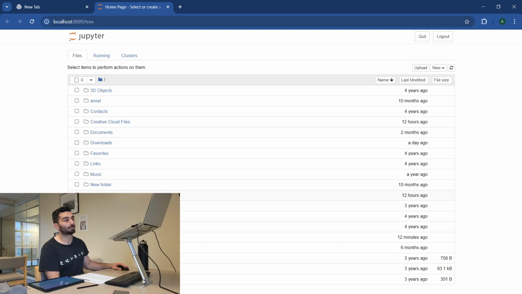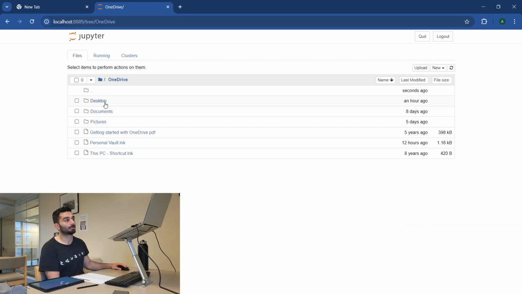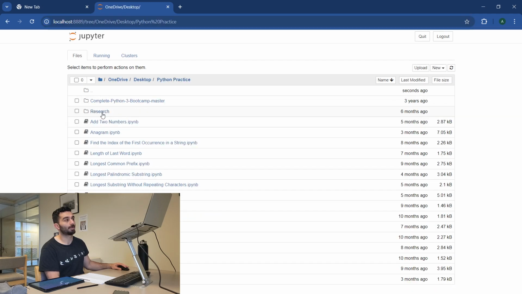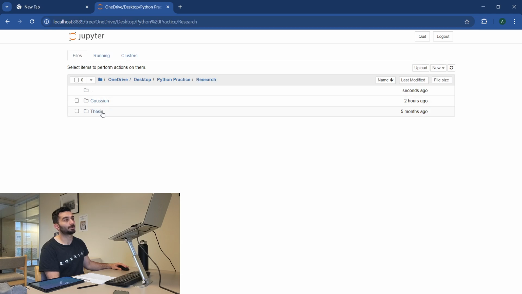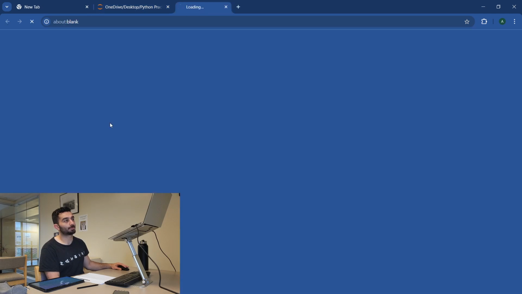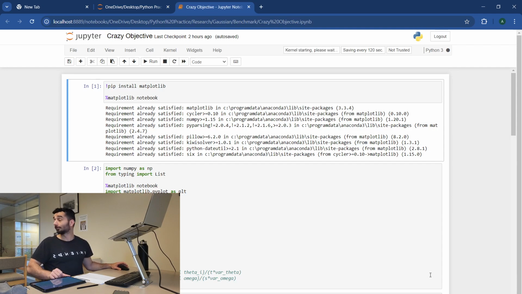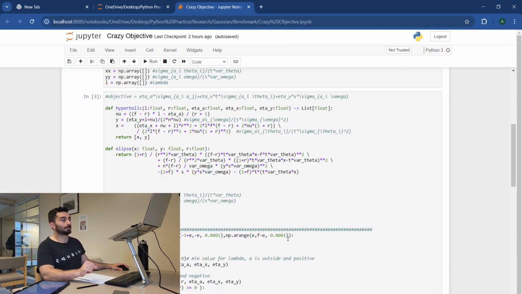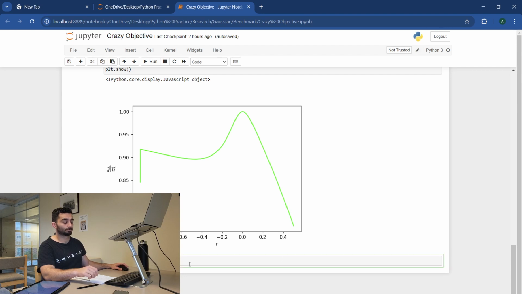OneDrive, desktop, Python, research, Gaussian, benchmark, crazy, and let's go.